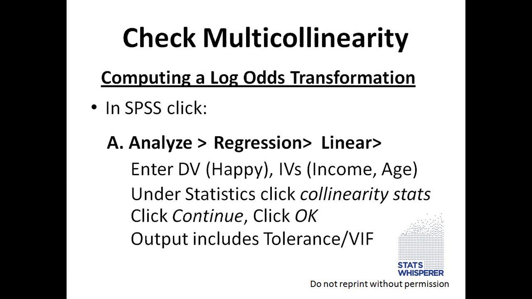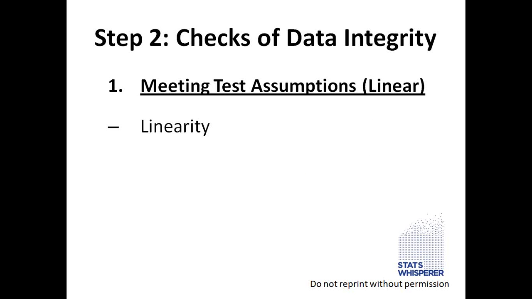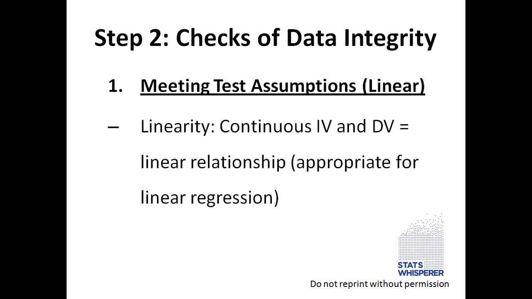Right, so to reiterate, there we go, the VIF. So those are our values that we just saw. Very good. The next test is linearity, and that's easy. Linearity means the independent variable and dependent variable have a linear relationship, and for linear regression, that's a requirement.